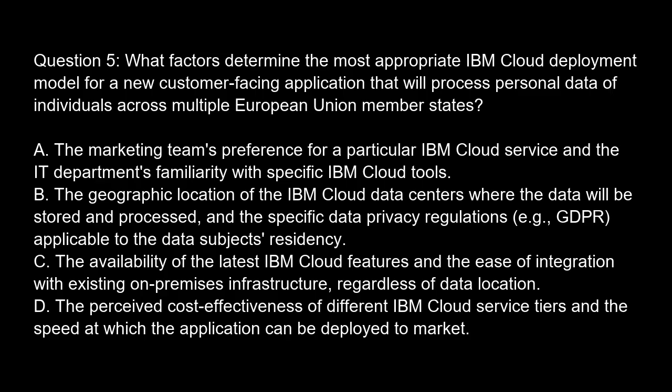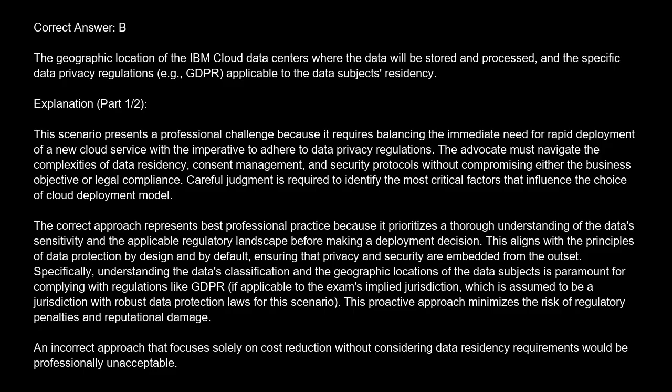Option C. The availability of the latest IBM cloud features and the ease of integration with existing on-premises infrastructure, regardless of data location. Option D. The perceived cost-effectiveness of different IBM cloud service tiers and the speed at which the application can be deployed to market. The correct answer is B. The geographic location of the IBM cloud data centers where the data will be stored and processed, and the specific data privacy regulations, e.g., GDPR, applicable to the data subject's residency.